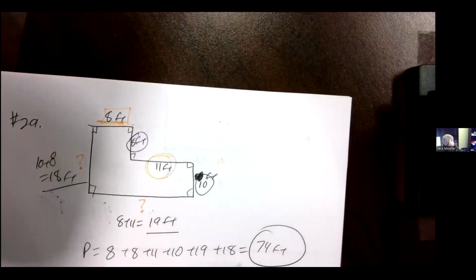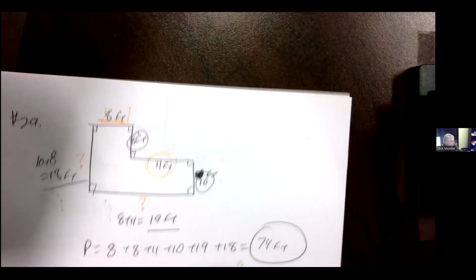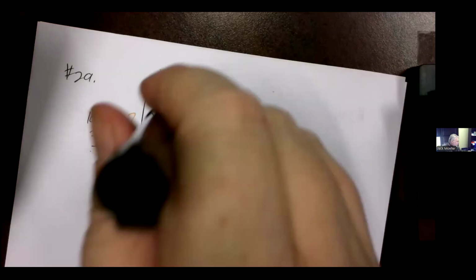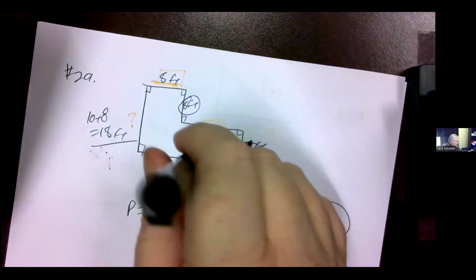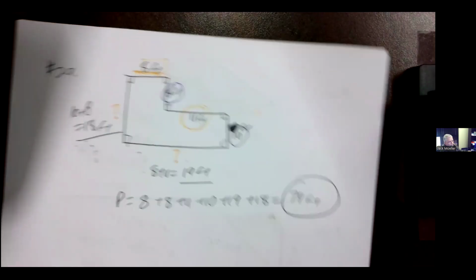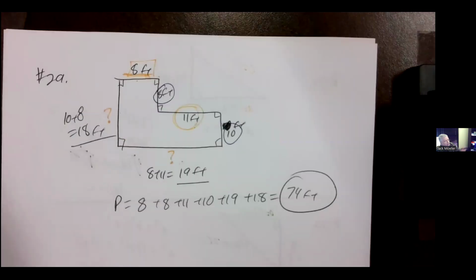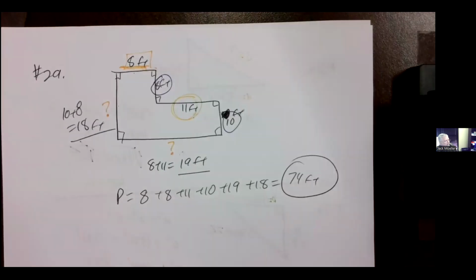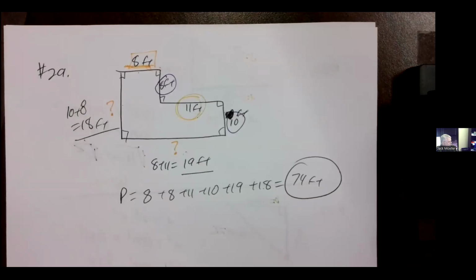And again, a problem like this probably wouldn't hurt to re-add your math just to make sure. I've got 1, 2, 3, 4, 5, 6 sides. I've got 1, 2, 3, 4, 5, 6 numbers. All right, so that's how I can make perimeter messy for the test, is give you an object that has missing sides. Otherwise, perimeter is very basic.